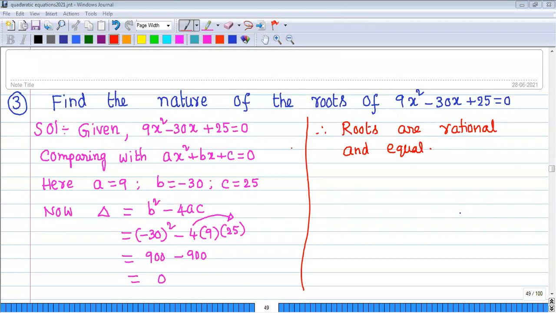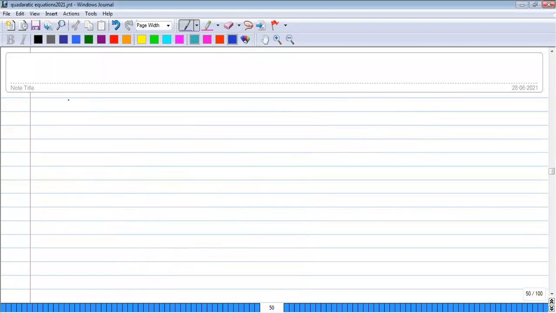Roots are rational and equal. So let us move to the fourth question now. Fourth question. Show that. Okay, 1 minute. Let me complete this question. After that, I will move to the previous page.